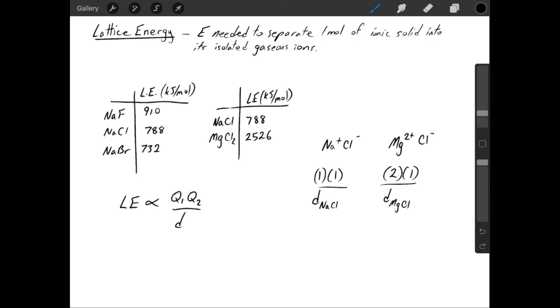So in the case of sodium chloride, 1 times 1 is 1, divided by the distance between sodium and chloride. And in the case of magnesium chloride, 2 times 1 is 2, divided by the distance. So we can see in this case that the lattice energy for the magnesium chloride is going to be bigger than the lattice energy for the sodium chloride, because the numerator is double. And yes, the distances between ions are going to be different, but unless the distances differ by a very, very large factor, the charge is going to be the more important issue.